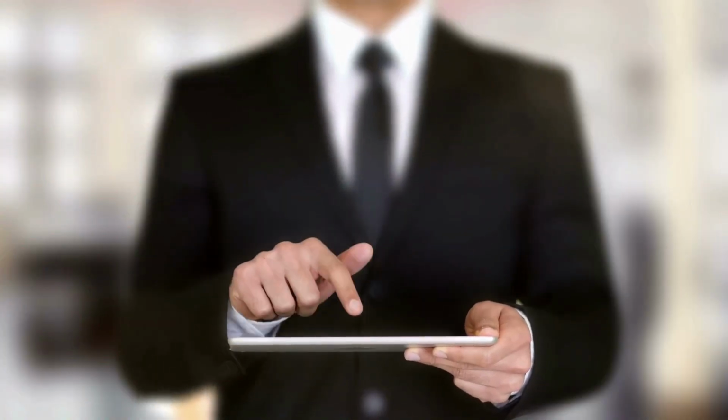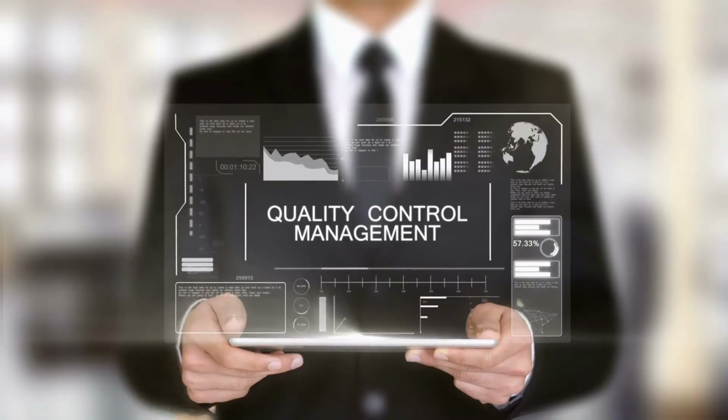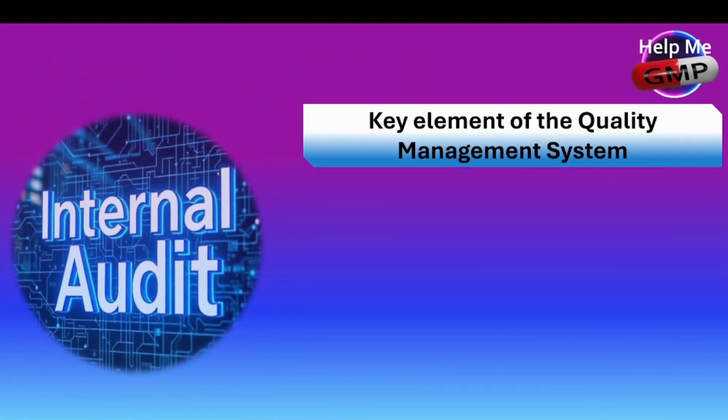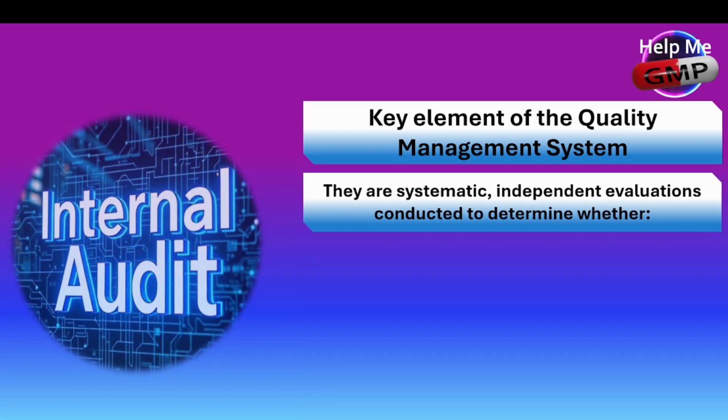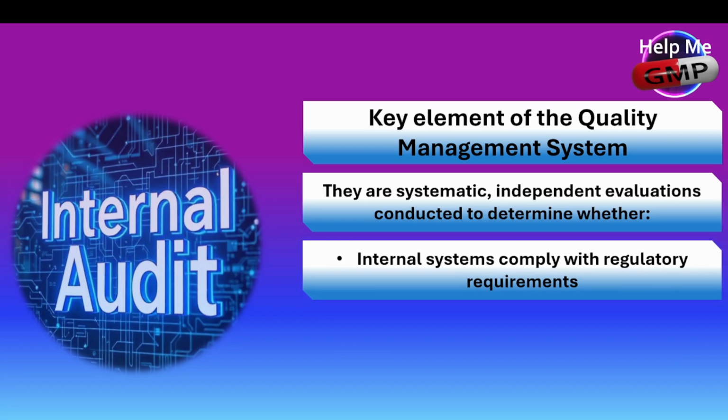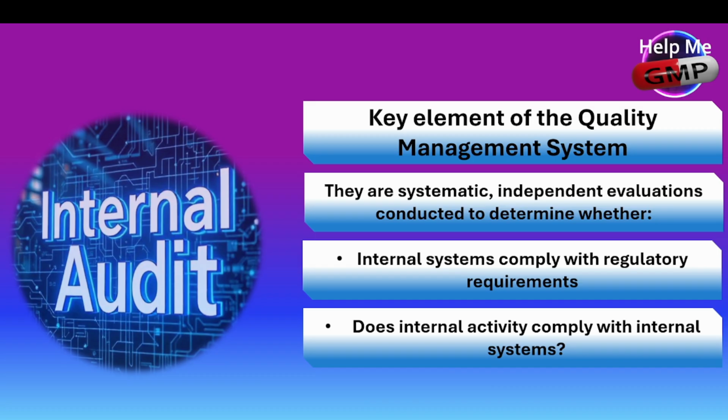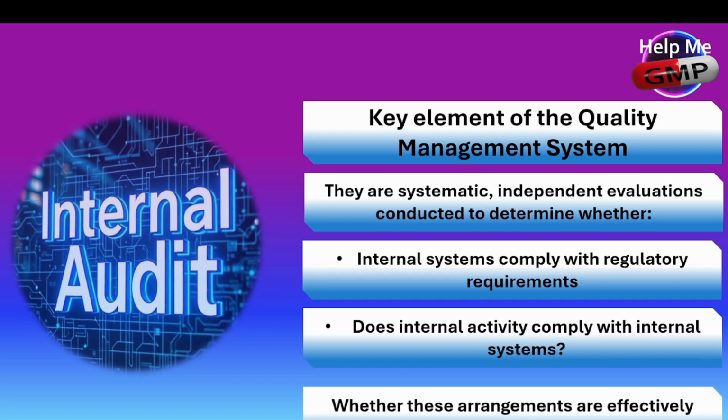Today, we'll be focusing on another critical component, internal audits. Internal audits are a key element of the quality management system, or QMS, in the pharmaceutical industry. They are systematic, independent evaluations conducted to determine two things, although these are often evaluated simultaneously. The first is whether internal systems comply with regulatory requirements. The second is whether internal activity complies with the internal systems and is completed to a satisfactory standard.